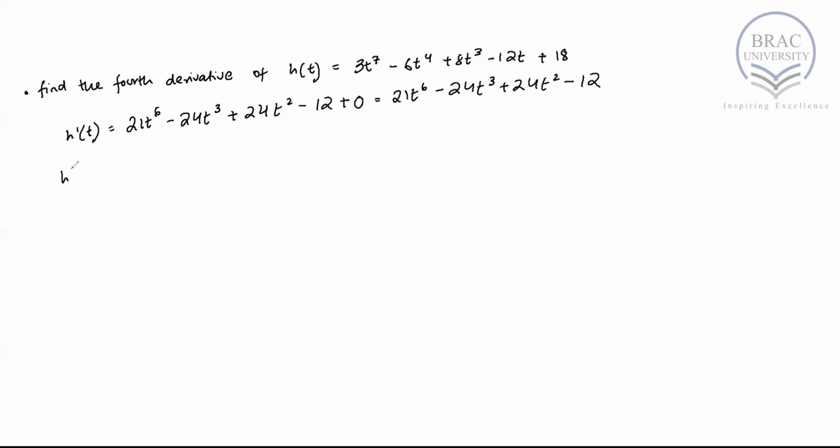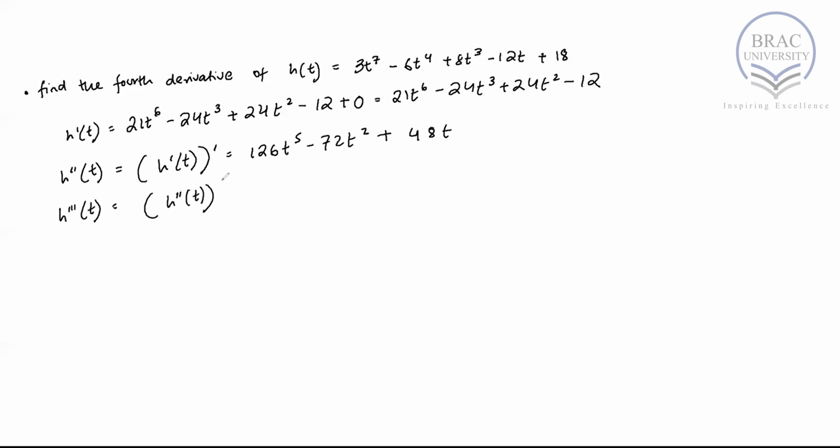So now we're going to find the second derivative, which we denote as h double prime of t, which is simply the derivative of h prime of t. So to find the second derivative, we just have to differentiate this function here. So what we get is 126t to the power of 5 minus 72t to the power of 2 plus 48t. So now we're going to find the third derivative, which is again just the derivative of the second derivative.